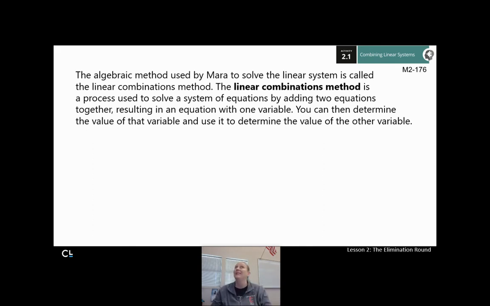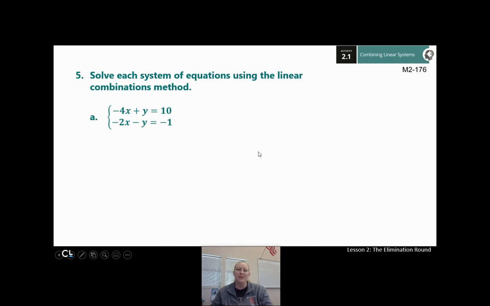So I really like the linear combinations method. It's definitely one of my favorites. I'm not going to deny that. I guess I'm not supposed to have favorites. I totally have favorites.